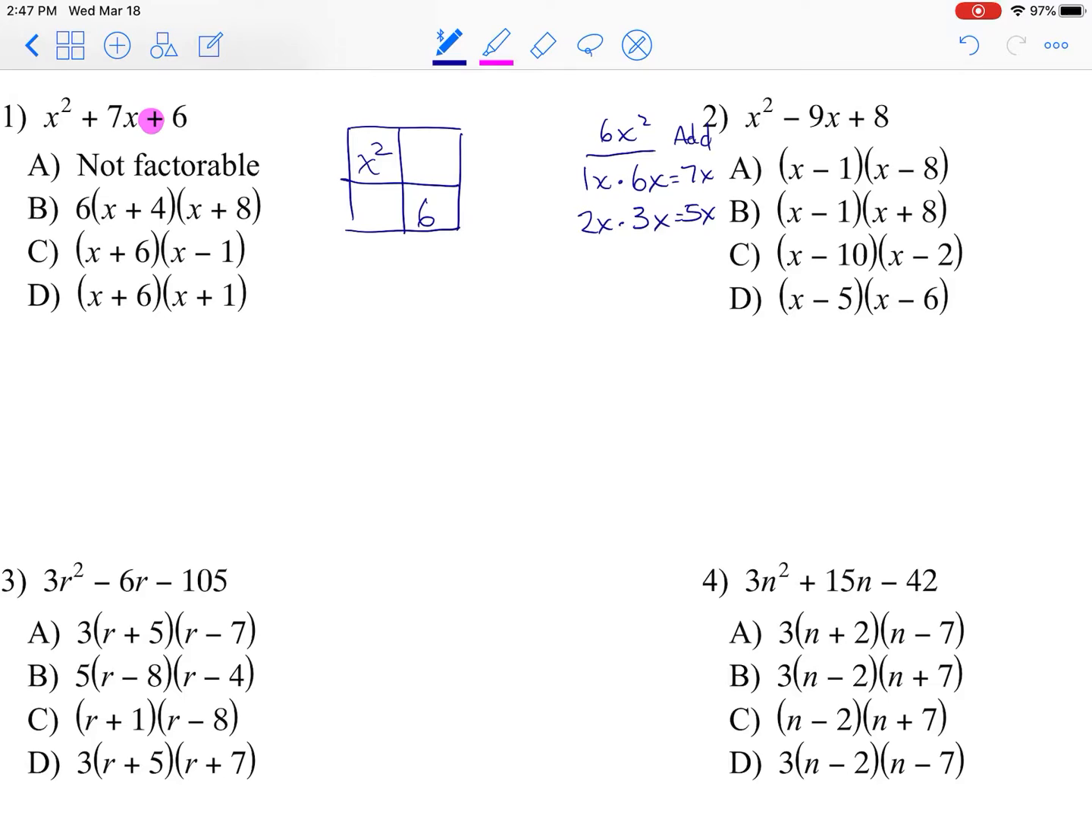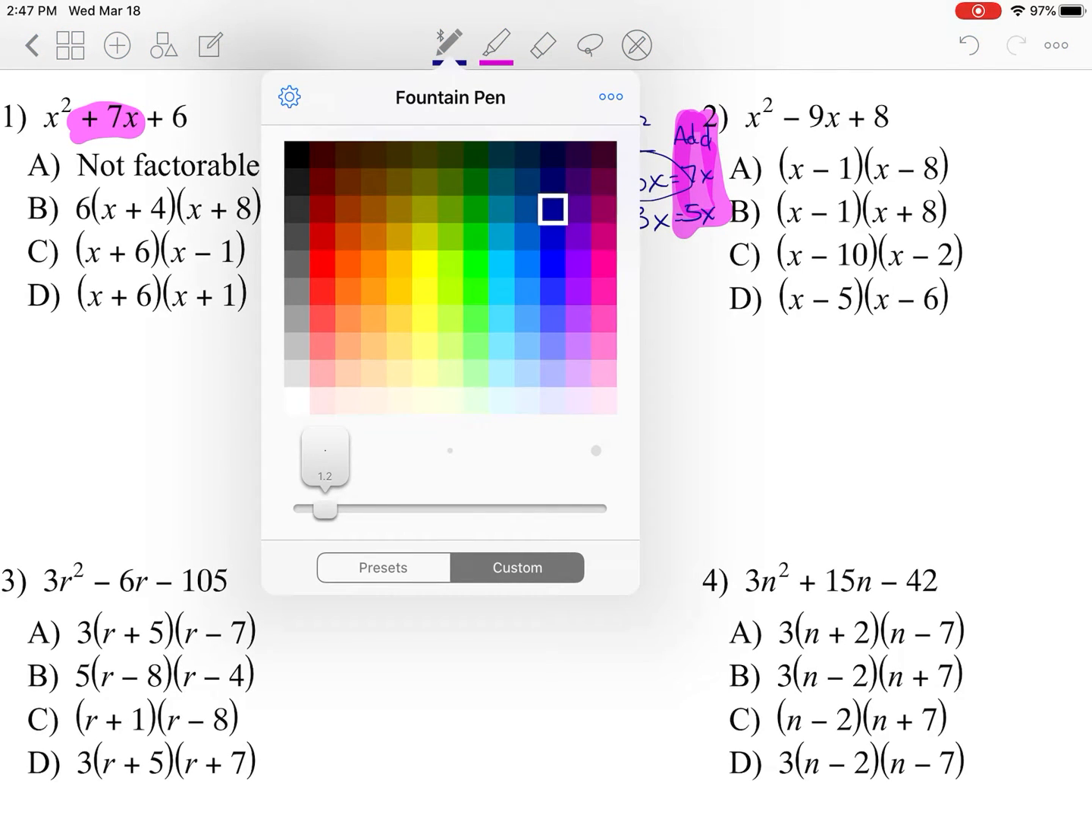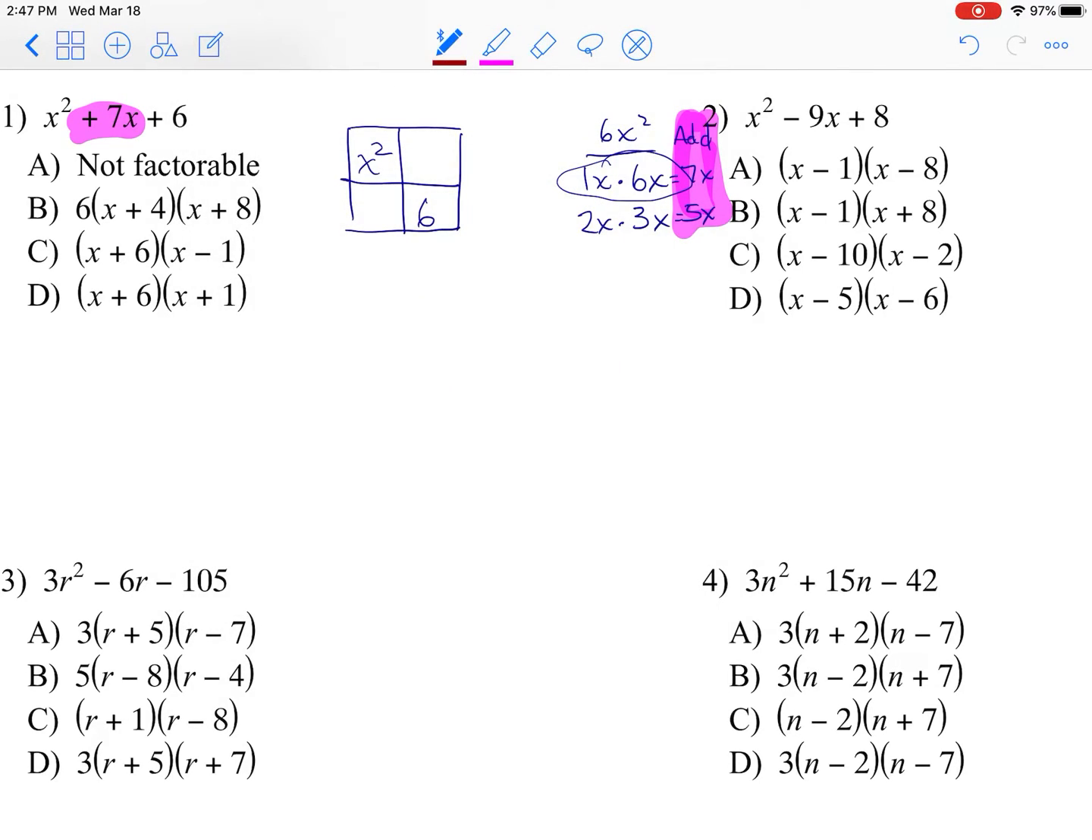So as you can see, I added my factors right here and put them in that little purple box. Then I go back to my problem and see which one I need. Which one is my problem telling me I need? My problem says that I need positive 7x. So to get positive 7x, I have to use 1x and 6x, and that's what goes in my other squares in my box.